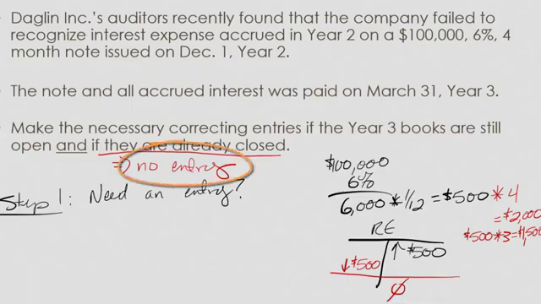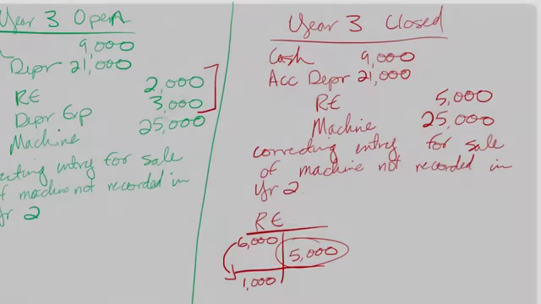There's no journal entry. I don't have to make a correction because it's already taken care of, so I won't worry about that one. If the year 3 books are closed, I still do have an adjustment for the asset I should have sold. I had this credit to retained earnings of $5,000. Since there's nothing for the first error and $5,000 for the second error, I can do that in my head. 0 plus 5,000 is 5,000.